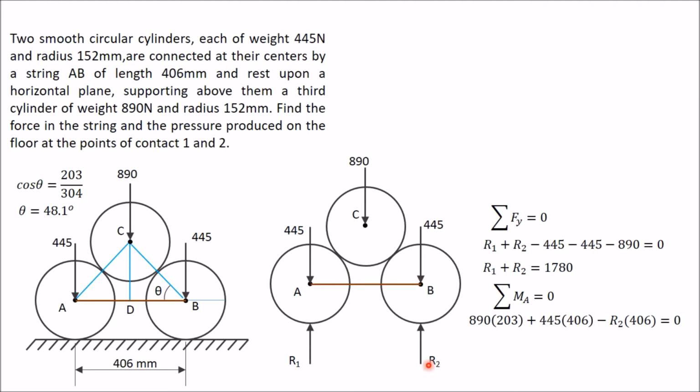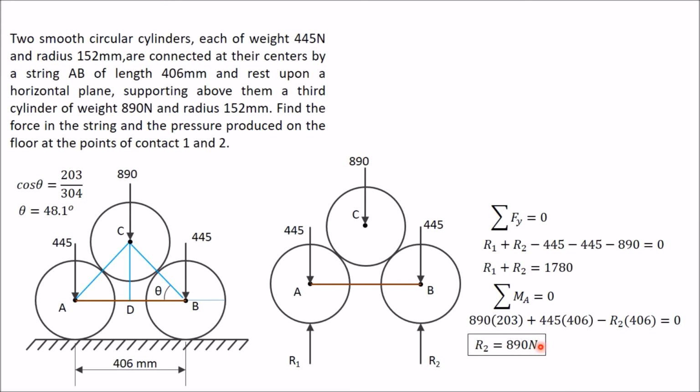And now the third one is this R2. If you extend this force, again you will get the perpendicular distance as AB, which is 406 mm, and this R2 is producing an anti-clockwise moment with respect to A. So I have taken it minus R2 into 406 is equal to 0. If you solve this equation, you will get R2 as 890 Newton.